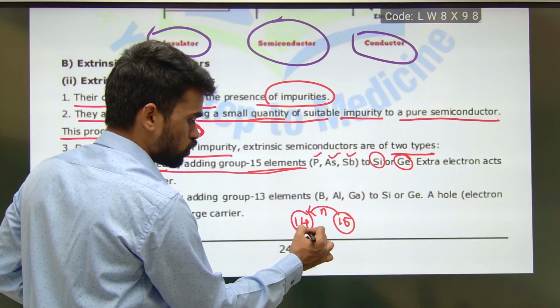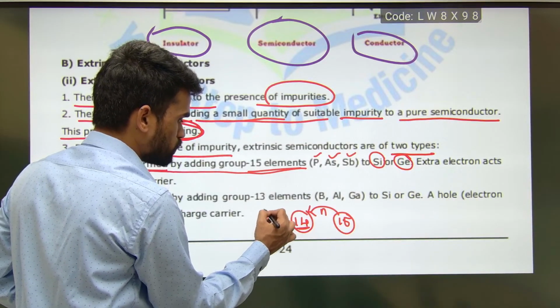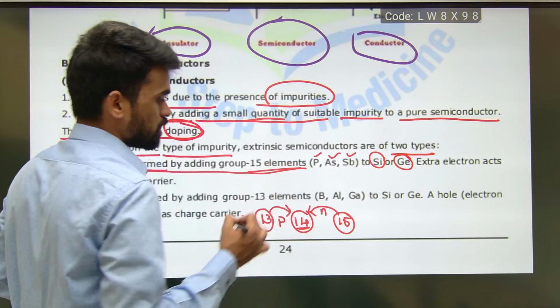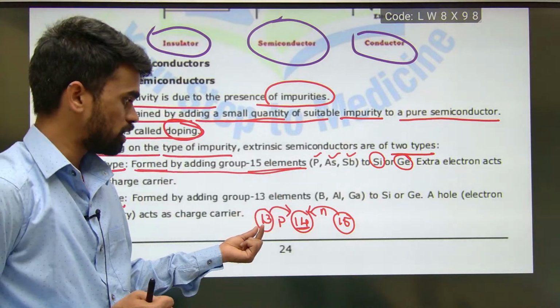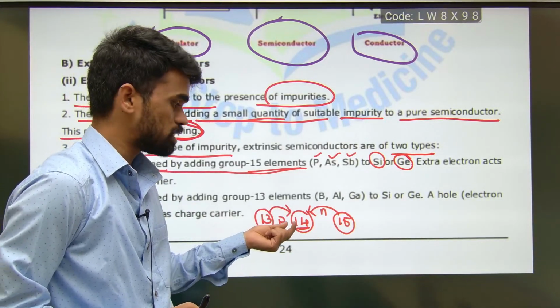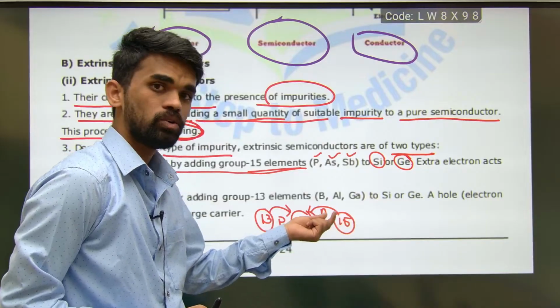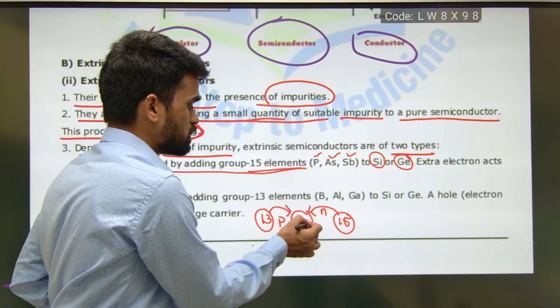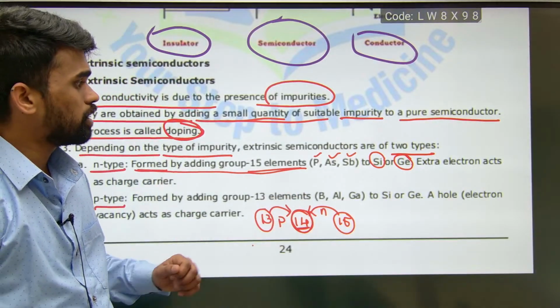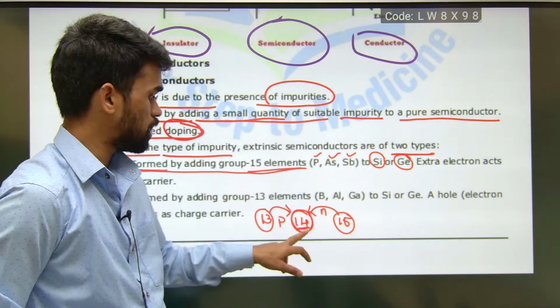To these group 14 elements, if you are adding group 13 elements as an impurity, then you can say this is a P type semiconductor. If you are adding group 13, you can say P type. If you are adding group 15, you can say N type. To which group are we adding which group elements? To the 14th group elements. Silicon and germanium belong to the 14th group, right?